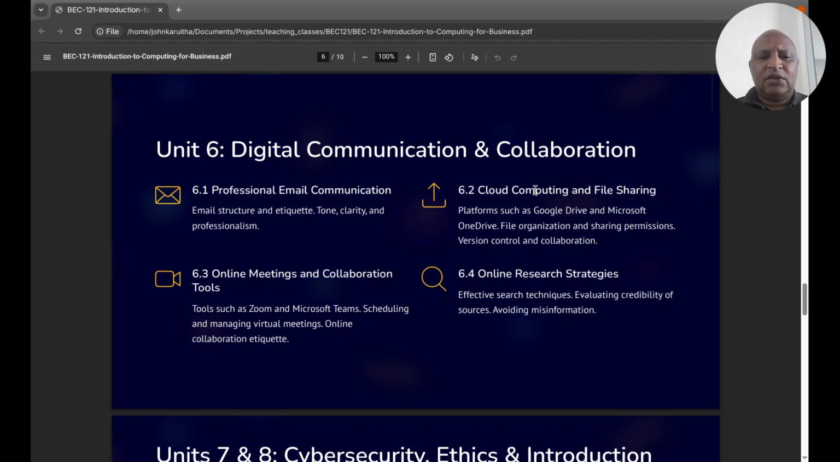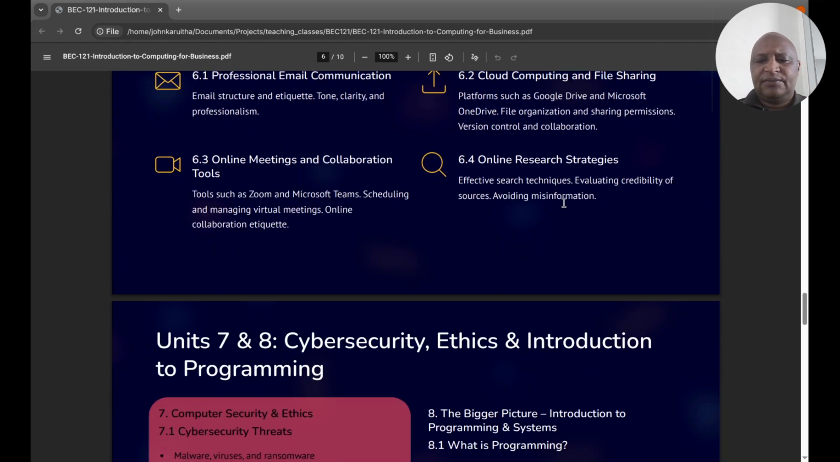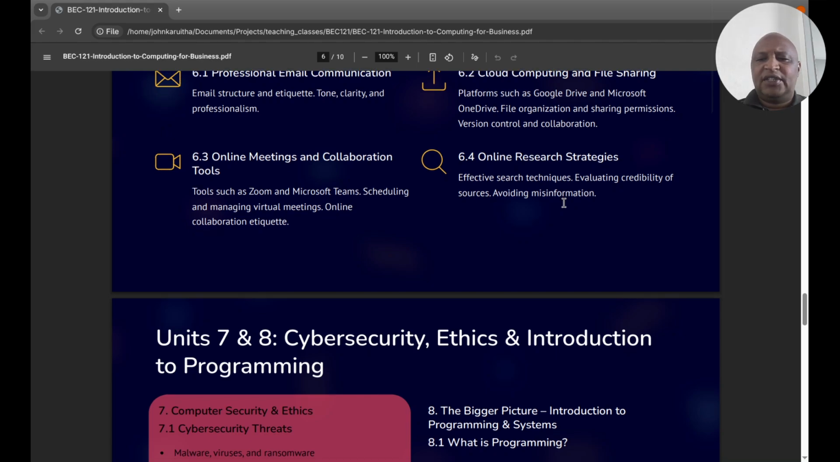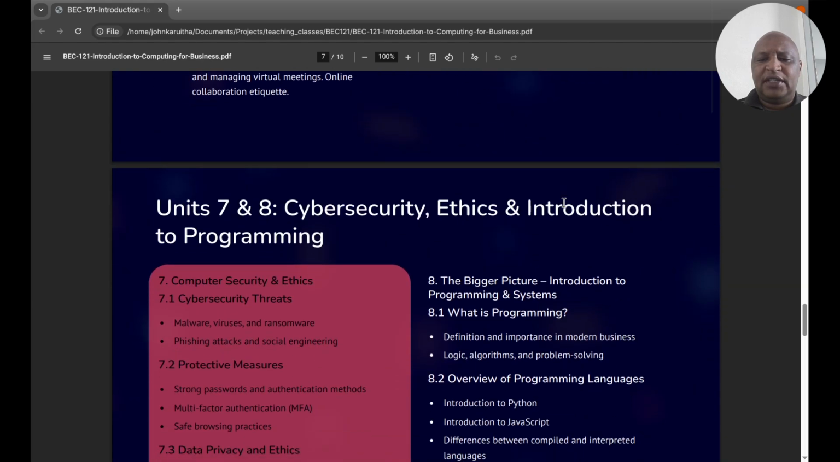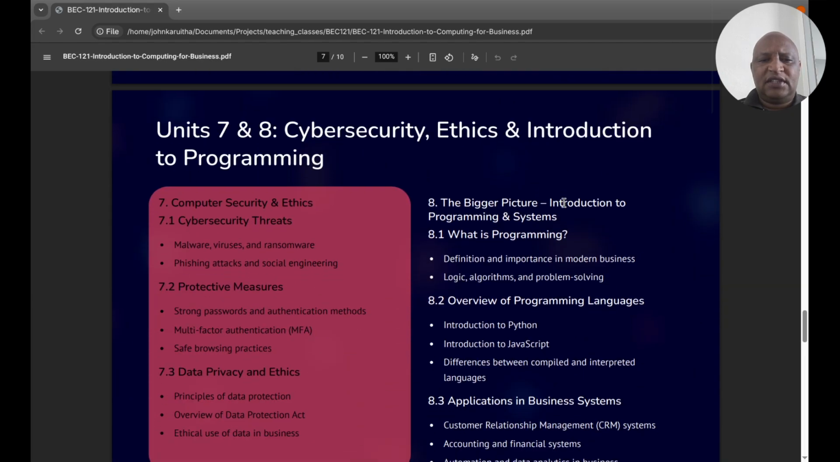Next, we are going to look at digital communication and collaboration. Here we are going to look at how you write an email, online meetings, how you set up an online meeting, and cloud computing. You have always been using cloud computing platforms like Google Drive, Microsoft OneDrive, and online research strategies. So how to evaluate, for example, the credibility of an online source. You don't just copy something online without evaluating whether it is credible.